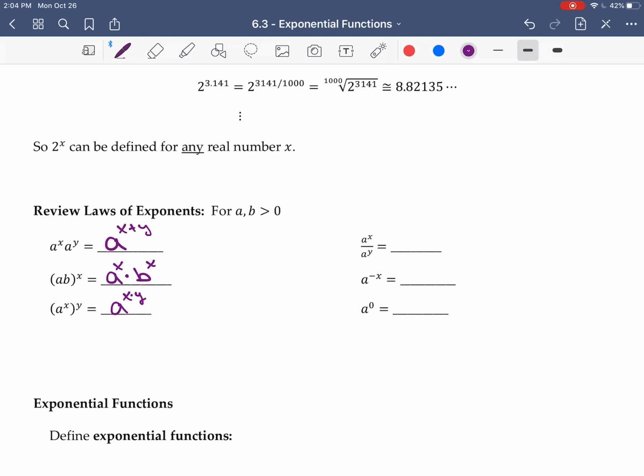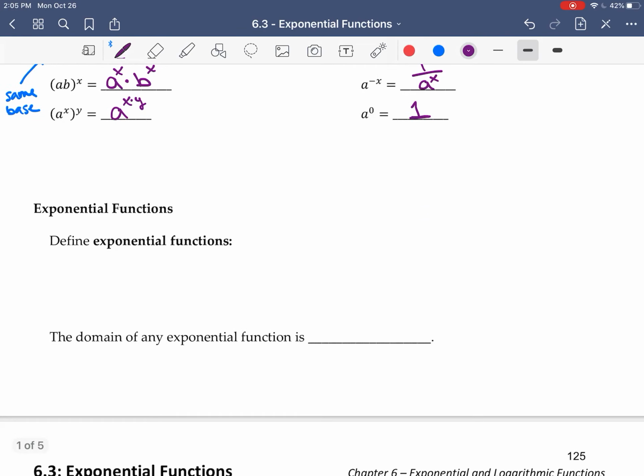If you have division with the same base, just notice here that they're both base a. Okay, also here, same base. So a to the x divided by a to the y is a to the x minus y. A to the minus x is the same as 1 over a to the positive x. And anything to the power 0 is always 1. Okay, so these are the most important exponent rules, and they're going to be extremely useful going forward.